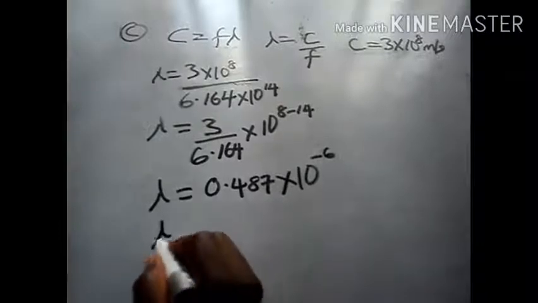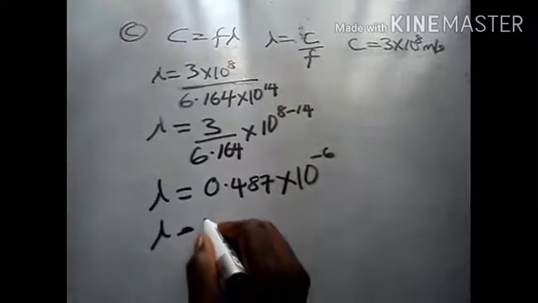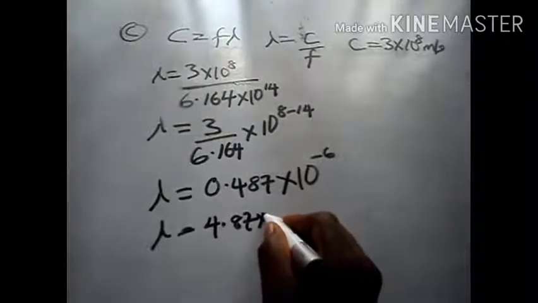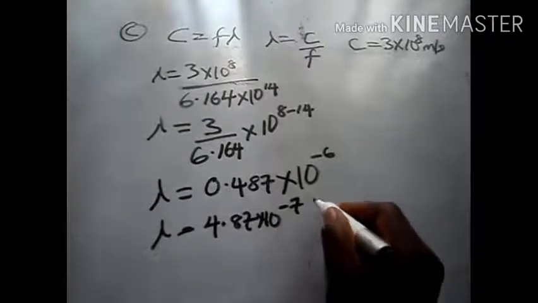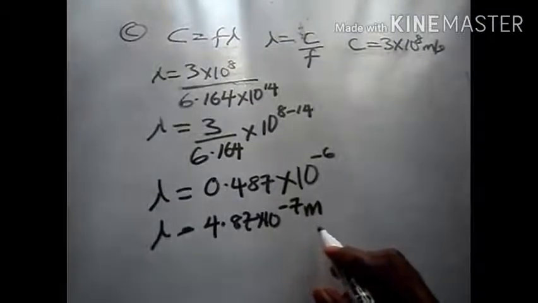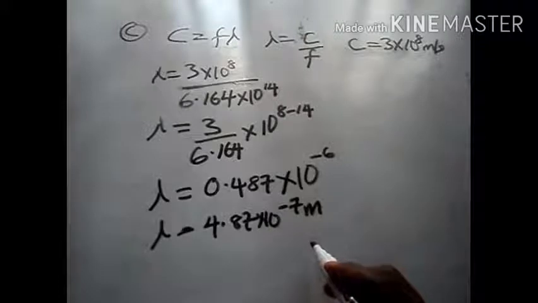So let's write this in standard form. You have 4.87 times 10 raised to power minus 7 meter. So we have our answer in meter first. Now we have to convert it to nanometer.